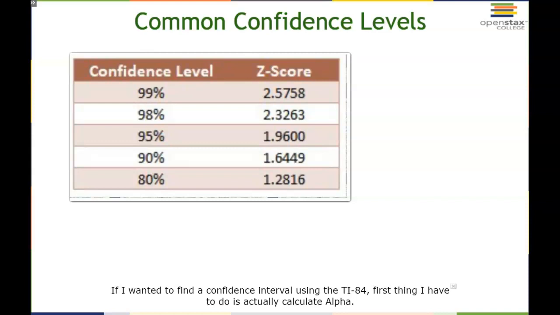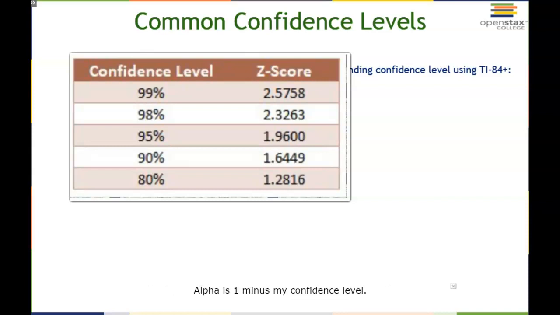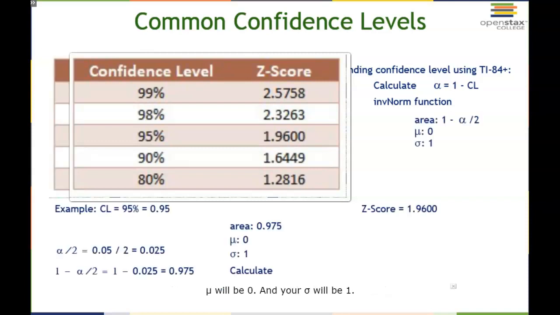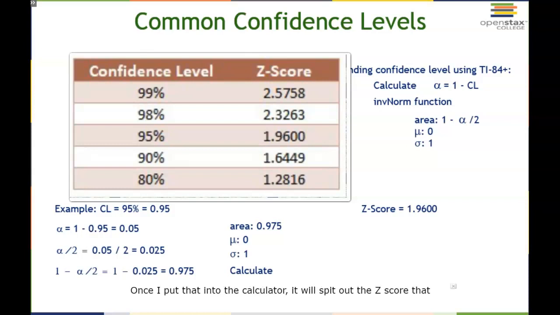If I wanted to find a confidence interval using the TI-84, first thing I have to do is actually calculate alpha. Alpha is 1 minus my confidence level. Now, confidence level is in decimal format. And then I'm going to use the inverse norm function. The inverse norm function needs 3 things: area, your population mean, and your population standard deviation. For the area, we are going to use 1 minus alpha divided by 2. Mu will be 0, and your sigma will be 1. Once I plug that into the calculator, it will spit out the z-score that corresponds with that.